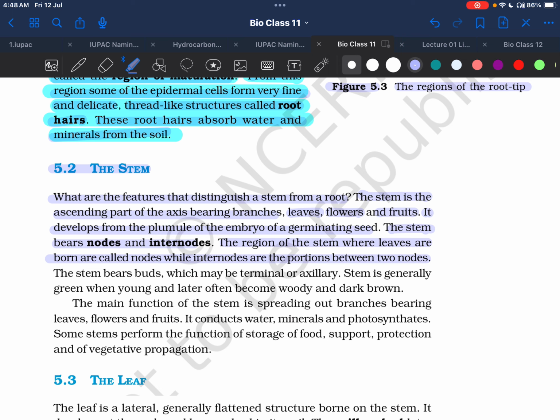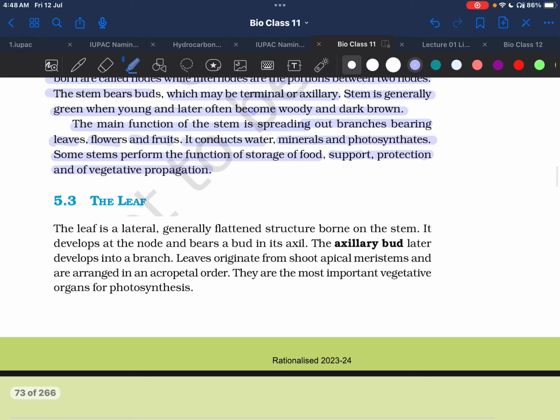The stem bears buds, which may be terminal or axillary. The stem is generally green when young and later often becomes woody and dark brown. The main function of the stem is spreading out branches bearing leaves, flowers, and fruits. It conducts water, minerals, and photosynthates. Some stems perform the function of storage of food, support, protection, and vegetative propagation.